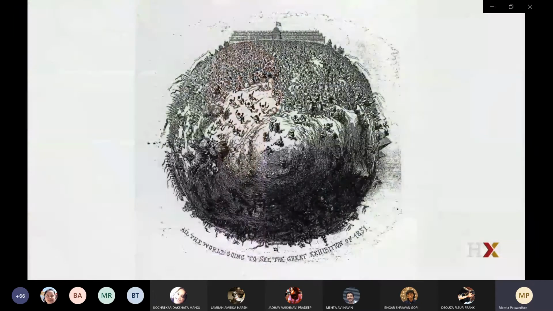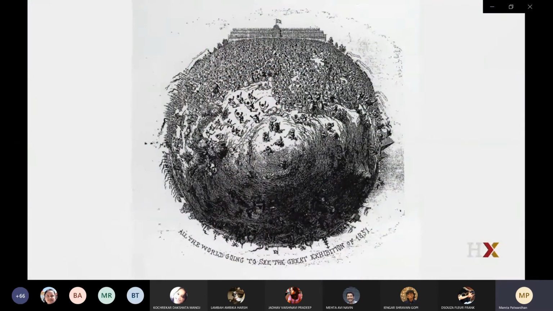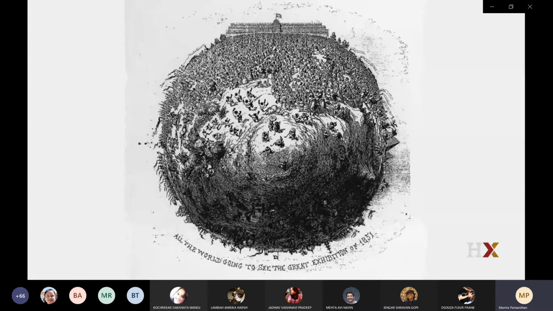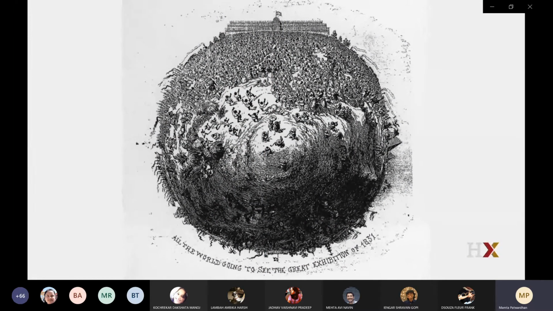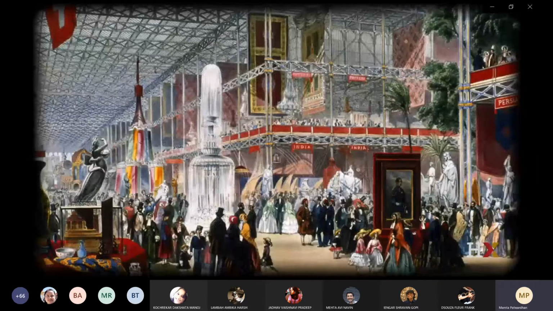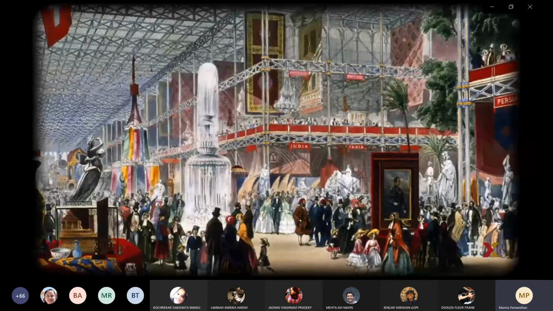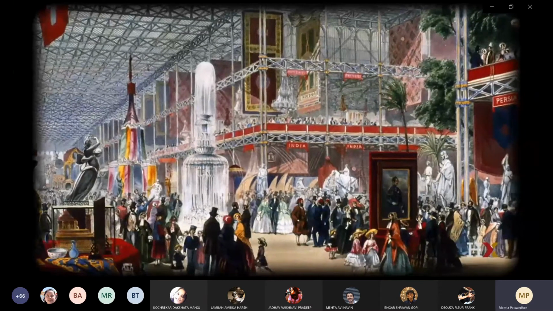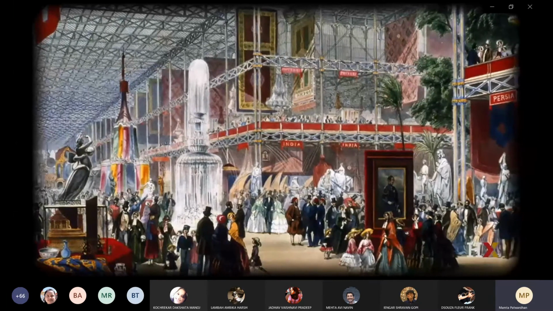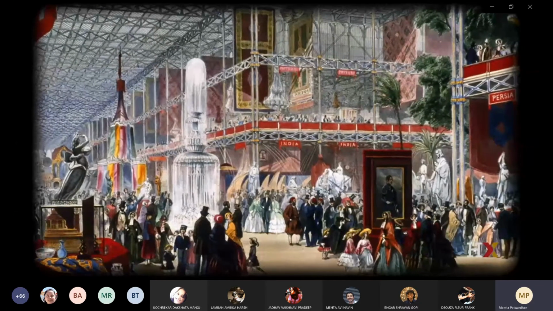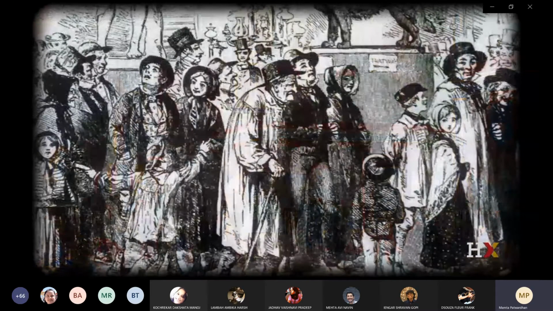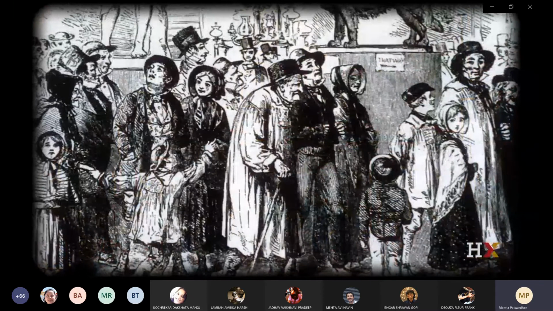Here we have a caricature from the journal Punch, titled "All the World Going to See the Great Exhibition of 1851." And in some ways, this was actually pretty accurate. The exhibition was also an event in which social classes were a bit blurred. It was not only global in terms of being international, it was also global because peasants and workers came along with aristocrats and the bourgeois. And here you have another caricature with people gawking at all these marvelous things.